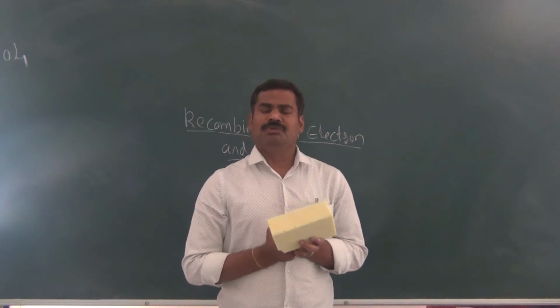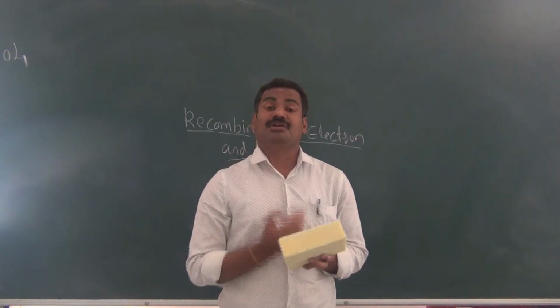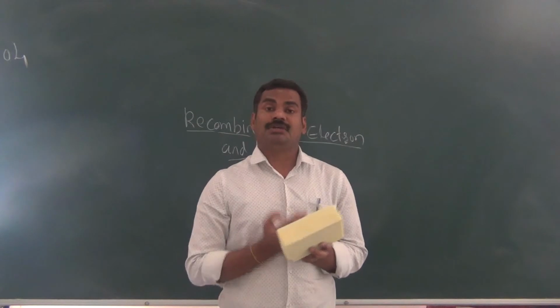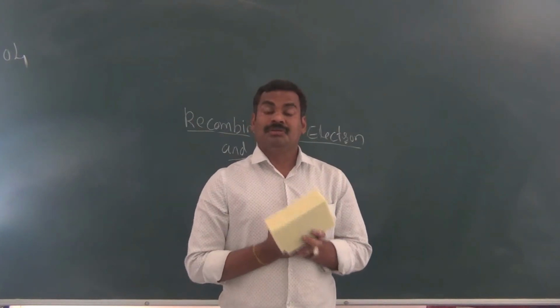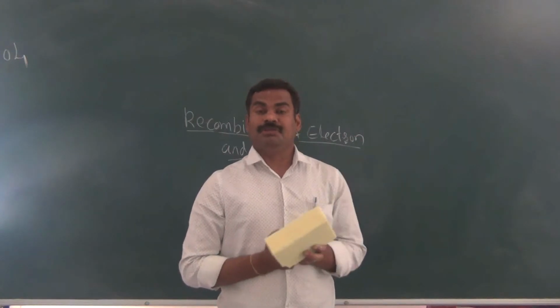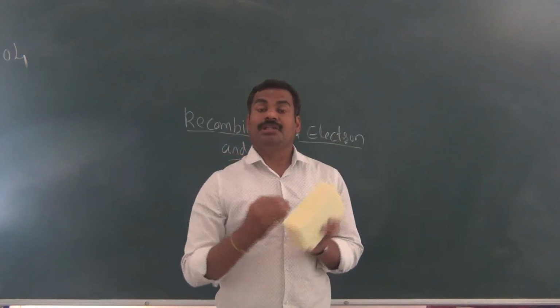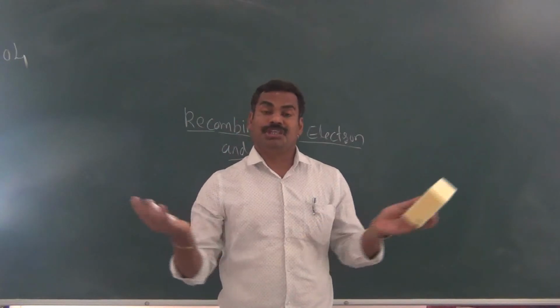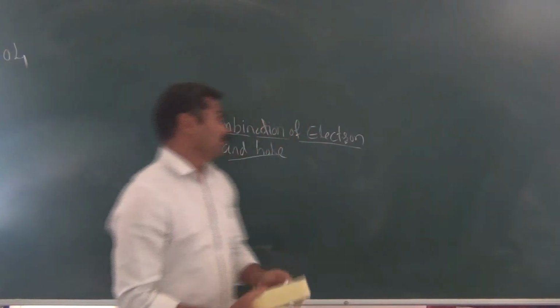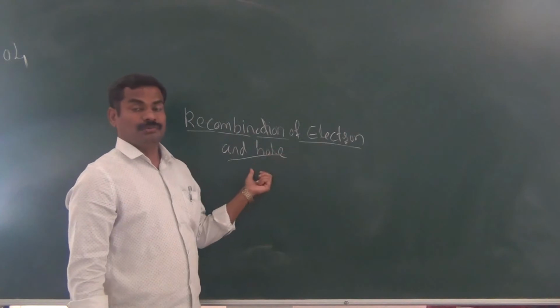Whenever they are moving randomly, what happens? Some of the electrons will recombine. They will coincide and recombine. Then they will disappear and neutralize, and they will give some energy, because that energy can once again break the covalent bond. That is nothing but the recombination of electron and hole.